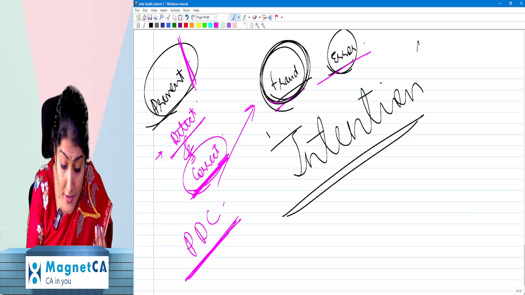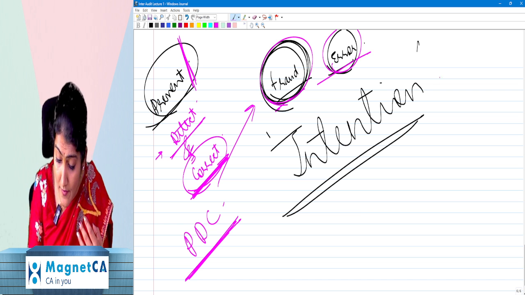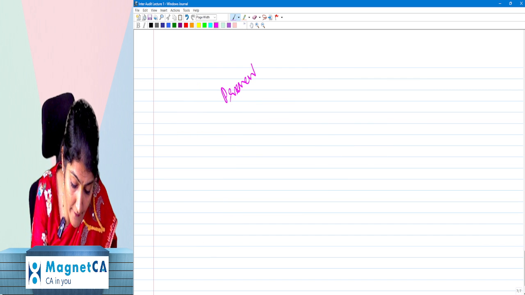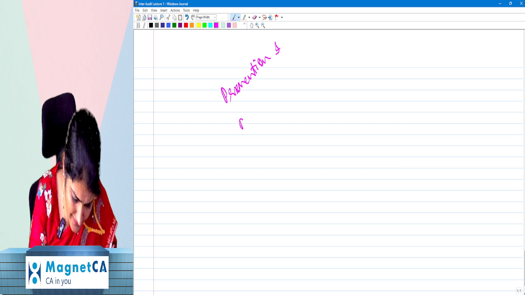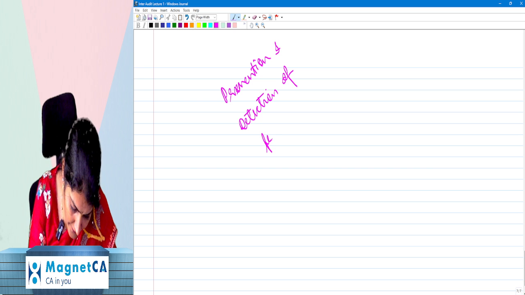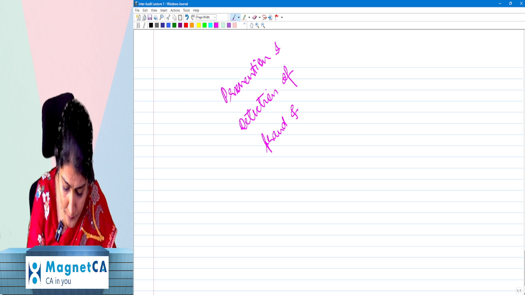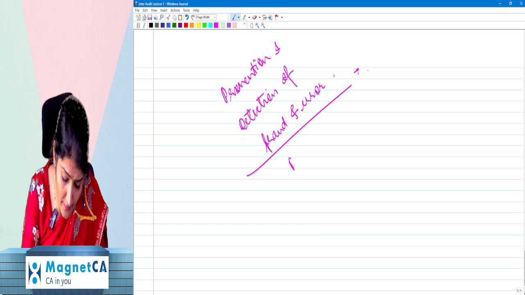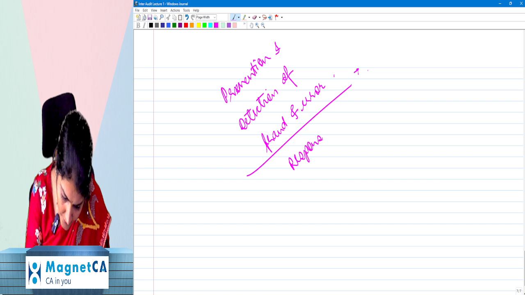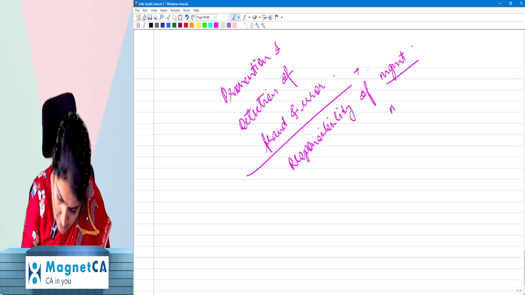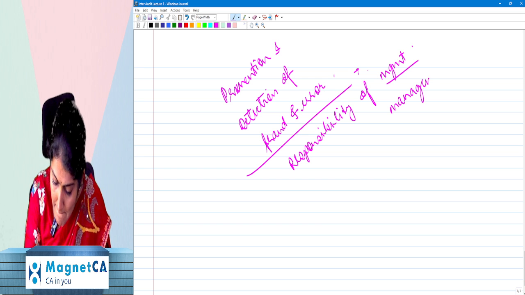Obviously, prevention, detection of fraud and error is whose responsibility? Look at the terms. We are developing our technical jargon over there. Prevention and detection, and obviously after detection comes the correction of fraud and error. Whose responsibility? 100,000%, it is the responsibility of the management.